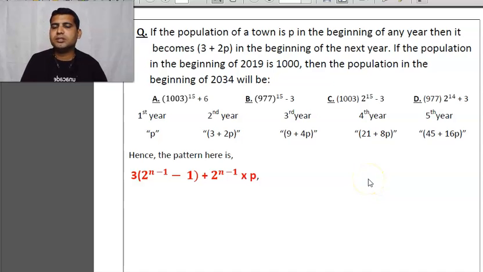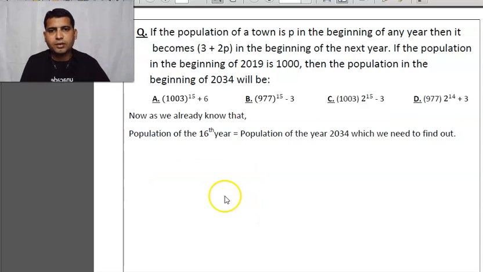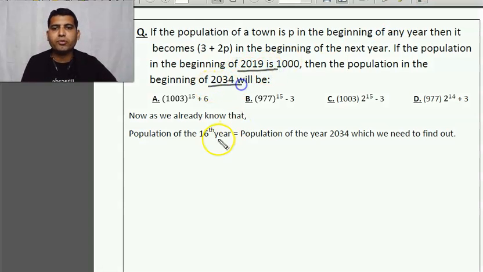See, so this was the pattern which actually I was seeking for to give the answer to this question as per the given options. Okay, and in this pattern or in this general form, what is n? N is the year of which we need to find the population. We already know that the population of the 16th year is the population of the year 2034, which we need to find out, because in the question it is asked to find the population in the beginning of year 2034. If 2019 was the first year, then 2034 was the 16th year.